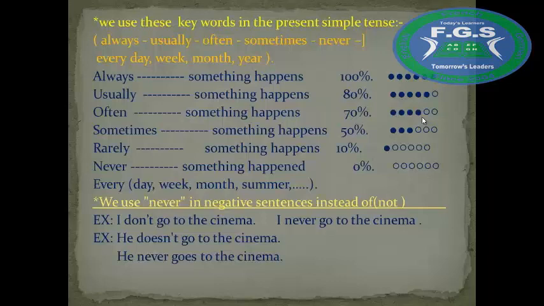Rarely 10-100%. Never 0-100%. I always play football. She always plays tennis. I usually go to school on foot. She usually goes to school by bus. There is a note. We use never in negative sentences instead of not.